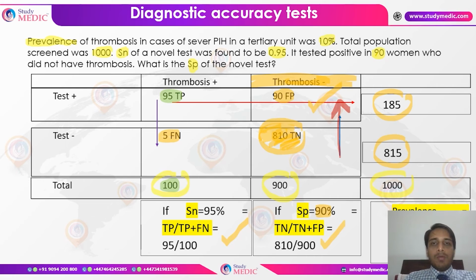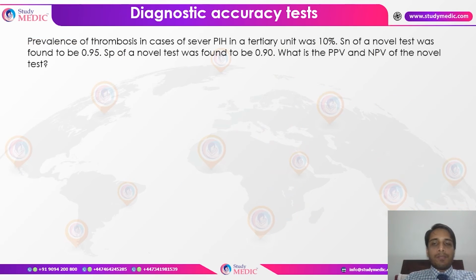Now one more question we will see. Here again, for the ease of calculation, prevalence is 10%, same. Sensitivity is given, 95%. Specificity is also given, 90%. The rest they want us to find out: the positive predictive value and negative predictive value. Now what do we do with this?